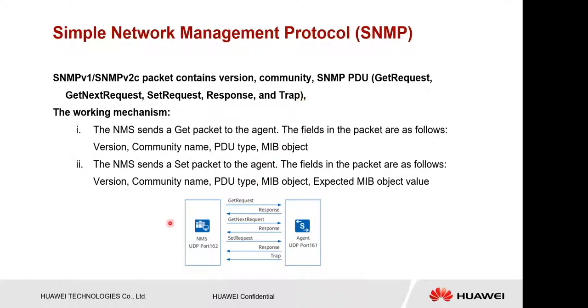Below here is the working mechanism of SNMP V1 and V2C. The first part is when the NMS sends the GET request packet to the SNMP agent. In the packet, the fields contain the version, community name, PDU type, and also the MIB object. The NMS will also send a SET packet to the agent, which contains more or less the same as the GET packet, but the only difference is that it has the expected MIB object value. When the NMS sends the GET request and the SET request, the agent will reply with the response packet. And at the last part here, the agent will also respond with the TRAP packet as well.